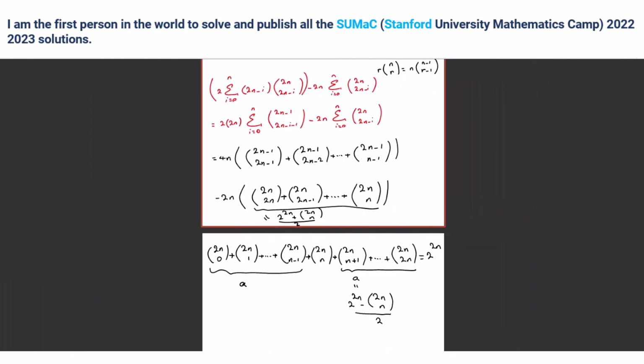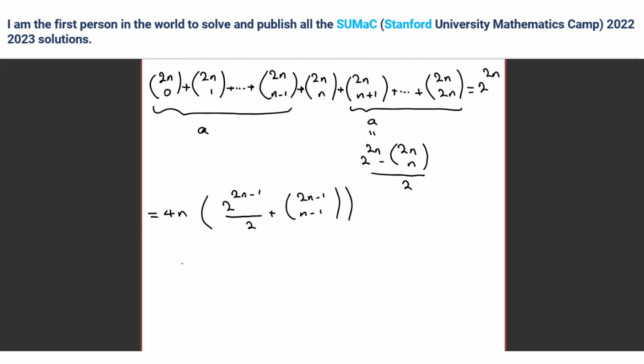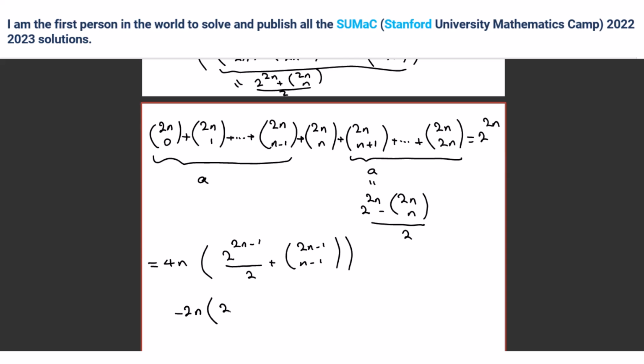Let me think. It's 2 to the 2n minus 1 over 2 plus the last term, 2n minus 1 choose n minus 1. So 2 to the 2n minus 1 over 2 plus 2n minus 1 choose n minus 1, right? Yeah. Okay, let's check. Plus, minus 2n times 2 to the 2n over 2 plus 2n choose n, right? Yeah.